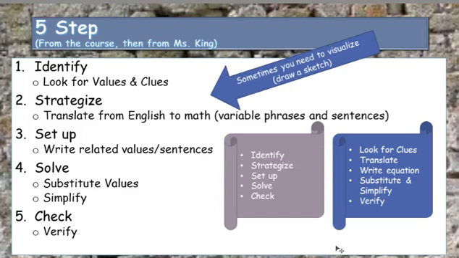So I would recommend taking this down as notes, taking a screenshot, whatever you need to do. This is the 5-step problem solving from the course, adapted a little here. I say it a little bit differently because I like looking for clues. Looking for clues! That's so much more fun than identify. We're going to look for values. We're going to look for clues, like keywords and stuff. Then we're going to strategize. We're going to translate those keywords and clues from English to math.